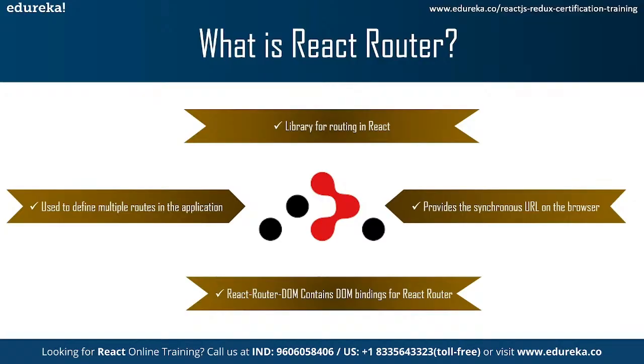It enables navigation among views of various components in a React application, allows changing the browser URL, and keeps the UI in sync with the URL. ReactJS Router is mainly used for developing single-page web applications, and it is used to define multiple routes in the application. When a user types a specific URL into the browser, and if this URL path matches any route inside the router file, the user will be redirected to that particular route.